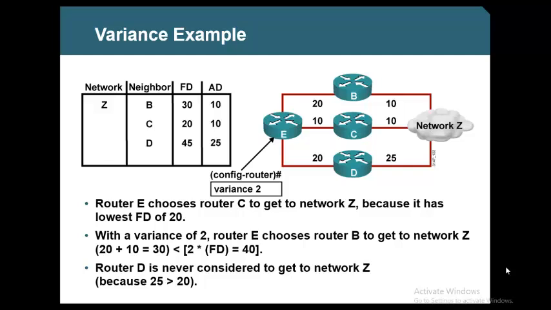So what is the successor value here? Can someone say what is the successor value for E to reach Z? What is the successor value for E router to reach Z? 20. The metric via C is the successor because the lowest FD is what is considered as the successor value. Okay, next.